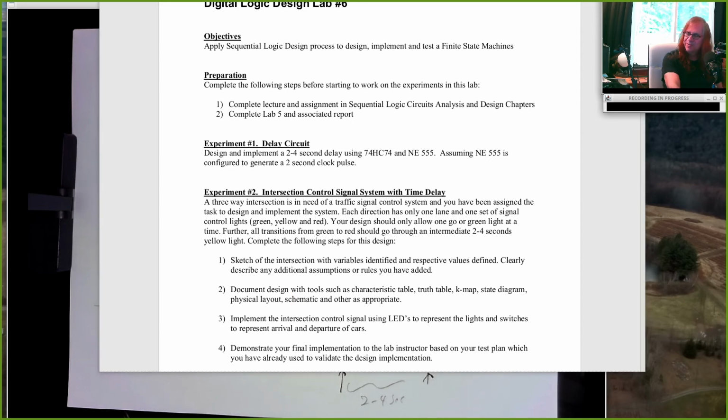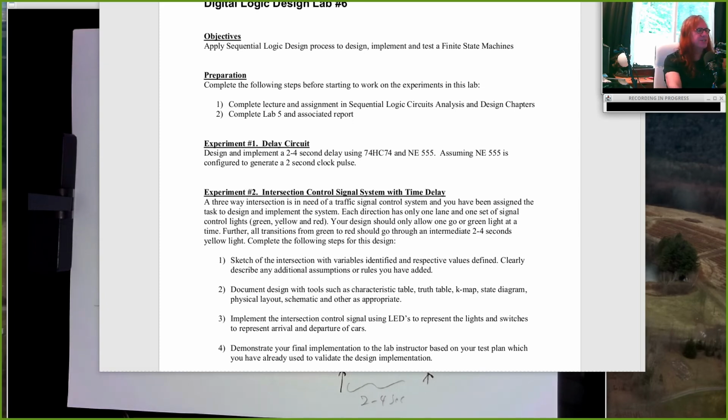And experiment 2 is the full traffic light. So, three-way intersection, the usual setup, right? West, south, east, priority on the east, so on and so forth. Each direction has 1 lane, but each lane has 3 lights now: red, green, and yellow. And you should have 1 green light at a time at the most, but you may have a yellow light. Lights should go from green to red through a yellow phase. You should not have a yellow light and a green light at the same time, for example.